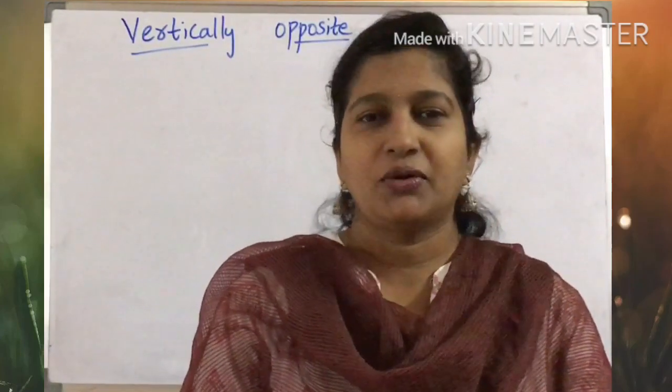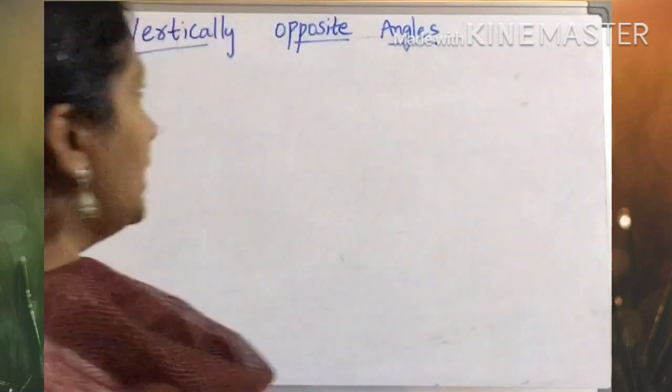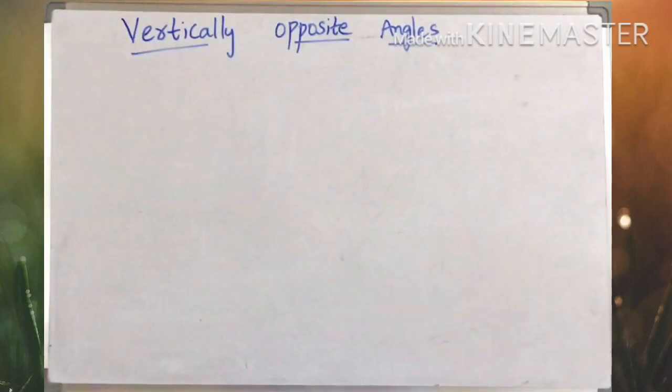In this video I am going to explain what vertically opposite angles are. Here we are dealing with intersecting lines, right? In the last video I discussed linear pair. Now in this video, vertically opposite angles.